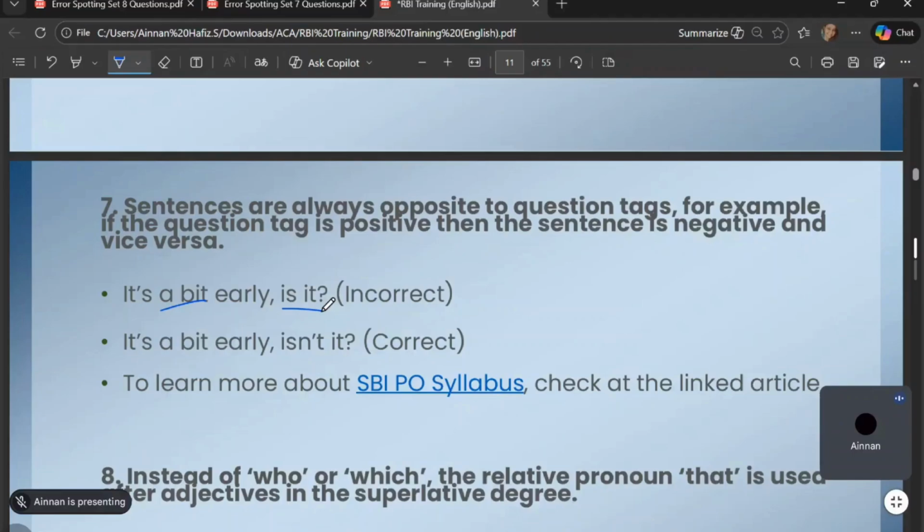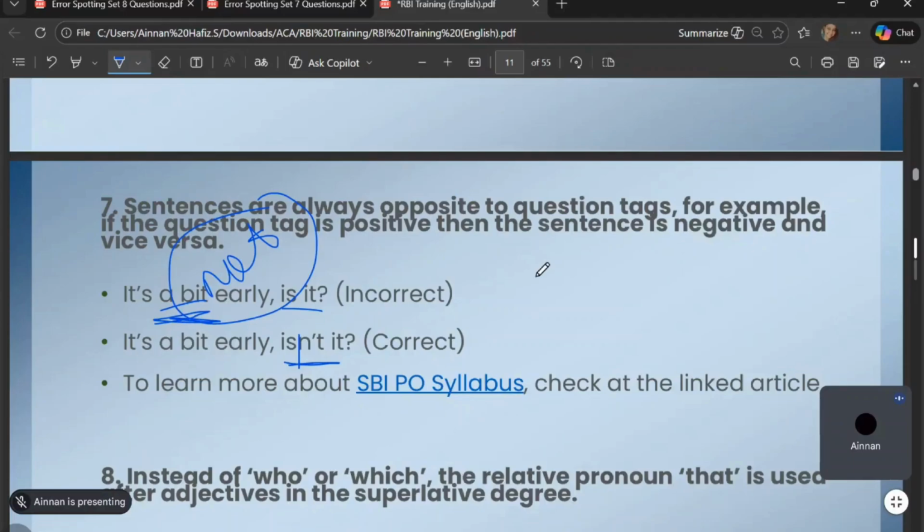Now I'll tell you what it means to have a negative question tag and a positive question tag. When I say positive, it means you do not have the word "not" in it or any word in the not format. For example, "isn't it?" Isn't it is a combination of "is" and "not." IS NOT is transformed into ISN'T, right?